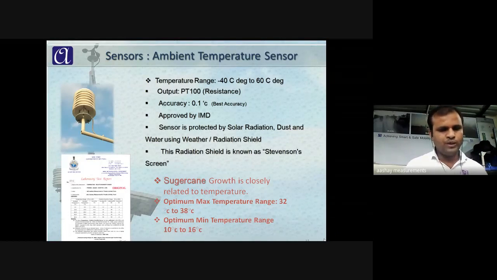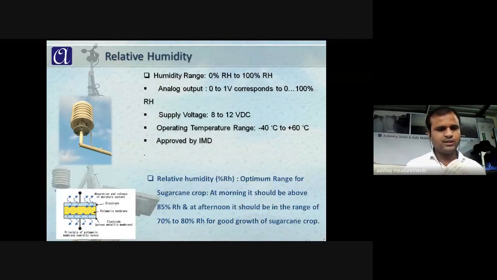The next is the humidity sensor. The humidity sensor is also placed inside this Stevenson screen. The range of this humidity sensor is 0 to 100% RH. In the market, there are sensors which record only 10 to 90% RH, but we are covering the full range, that is 0 to 100% RH. Accuracy of this sensor is 2% of RH.